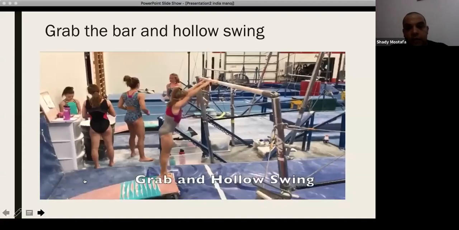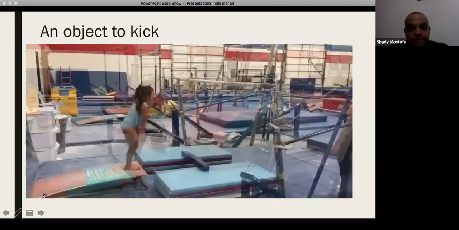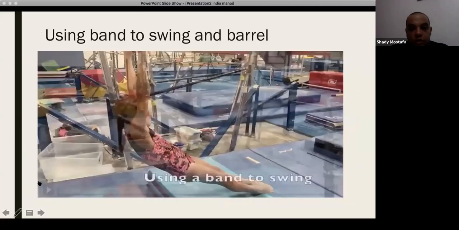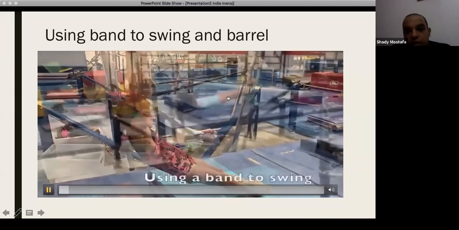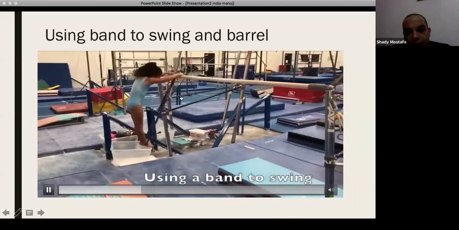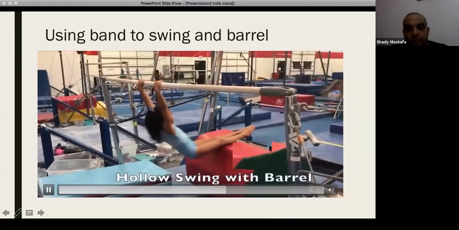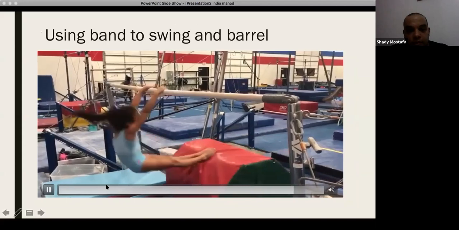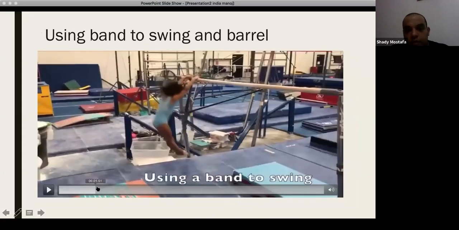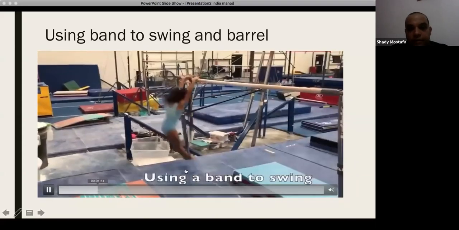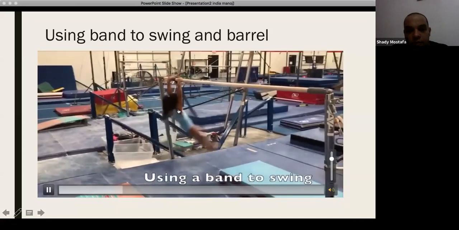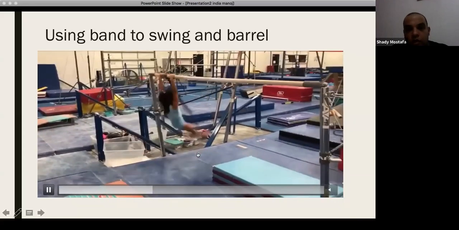Okay. This is also very good. Use a wristband or a band to swing, or a barrel if you don't have that band. Look, you can see here the band. Or the barrel.